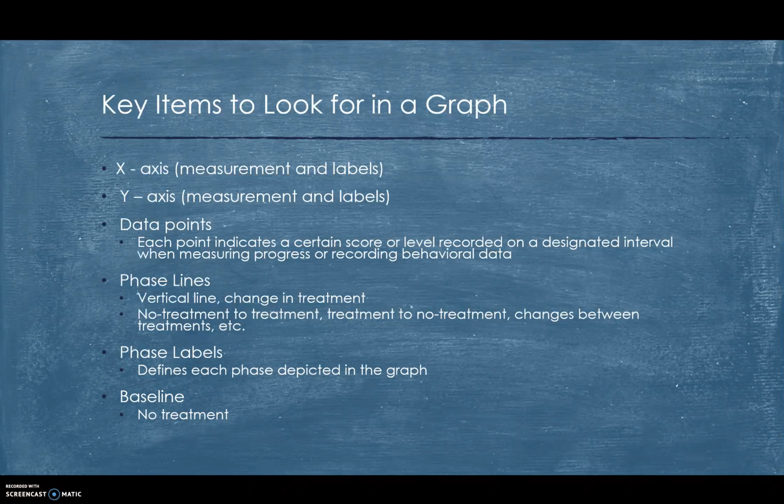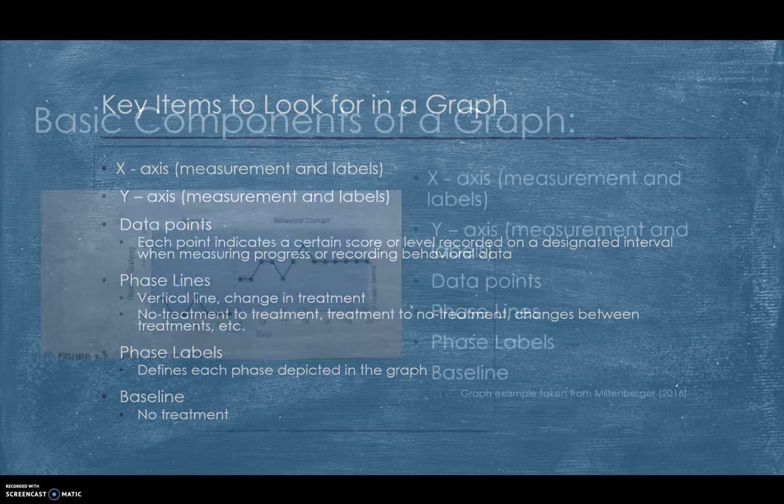And then the phase label after the baseline, phase line, the phase label would be treatment. So you could say, patch or gum used to reduce the smoking behavior. Phase lines can happen from no treatment or baseline to treatment, treatment back to baseline, treatment to a new treatment. All of those will be indicated by phase line, changing what treatment is being used.